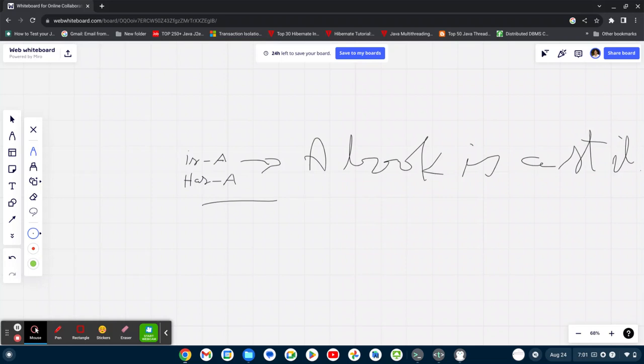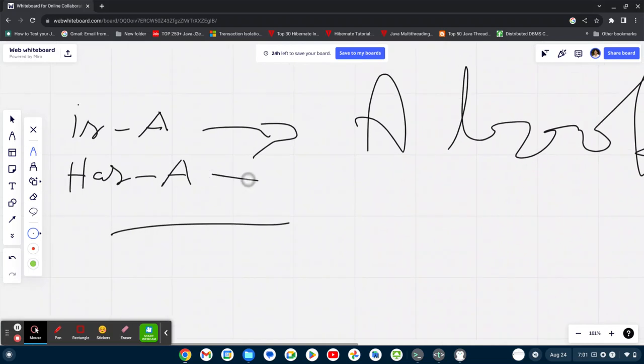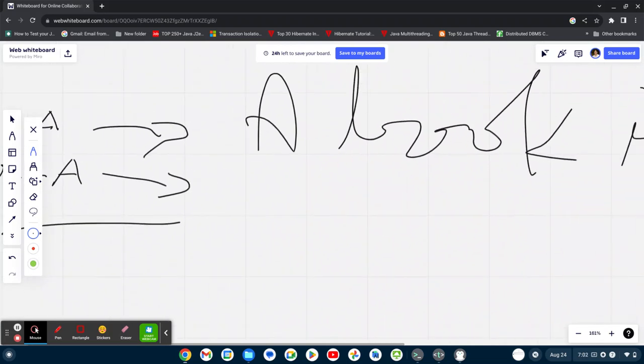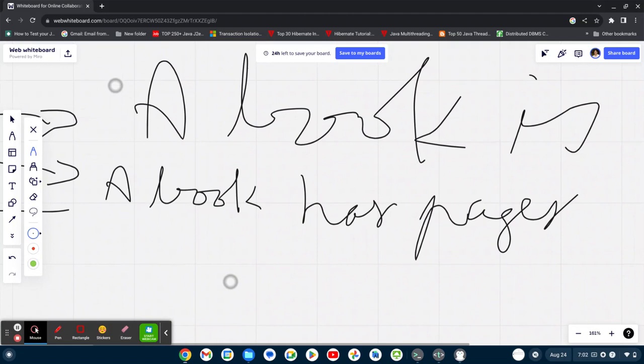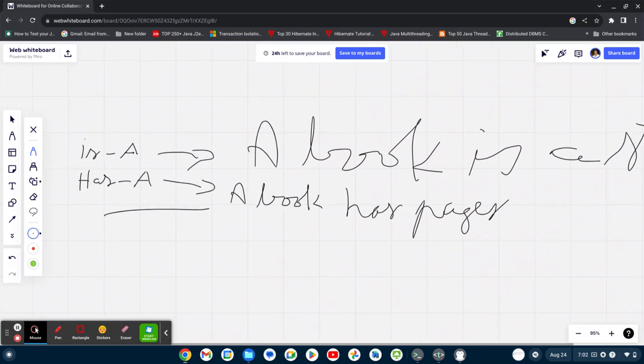Whereas the has a relationship says a book has pages. The is a relationship says a book is a stationery. The has a relationship says a book has pages. So the has a relationship represents a particular object type which is part of another object type. That is the difference between the is a and has a relationship.